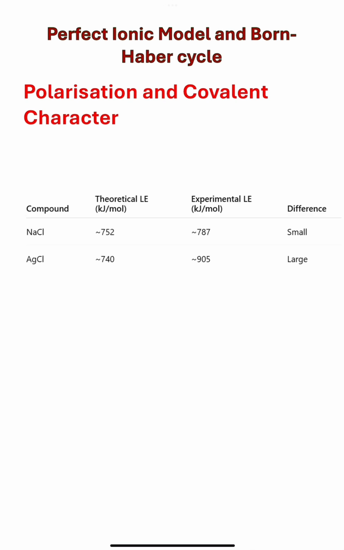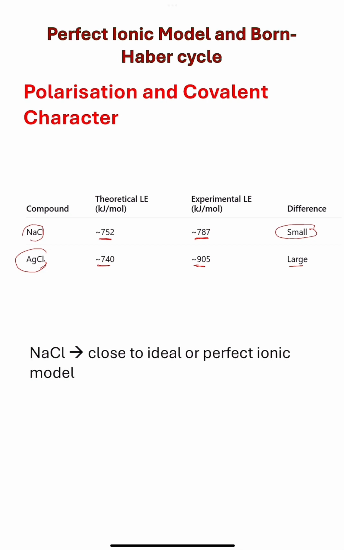So let's have a look at this table that compares two ionic compounds. One of them is sodium chloride and the other one is silver chloride. For sodium chloride, the difference between the theoretical lattice enthalpy and the experimental lattice enthalpy is quite small, while for silver chloride, the difference is quite large. So that suggests that sodium chloride is close to the ideal or perfect ionic model because there is a small difference between the theoretical and the experimental values.